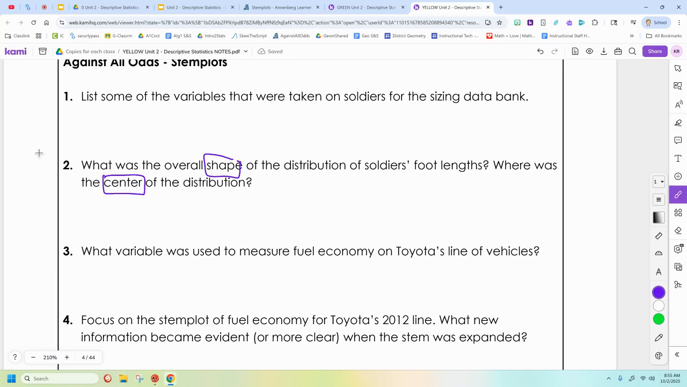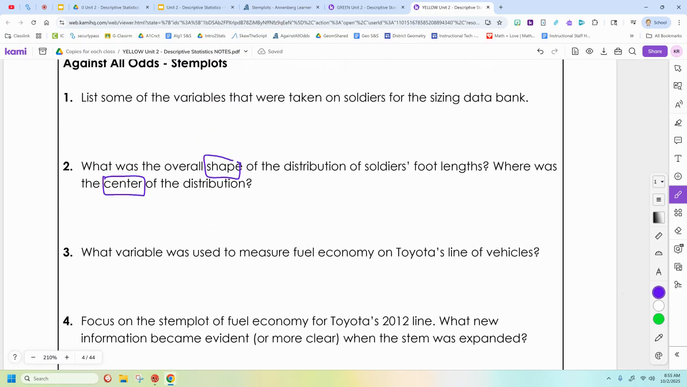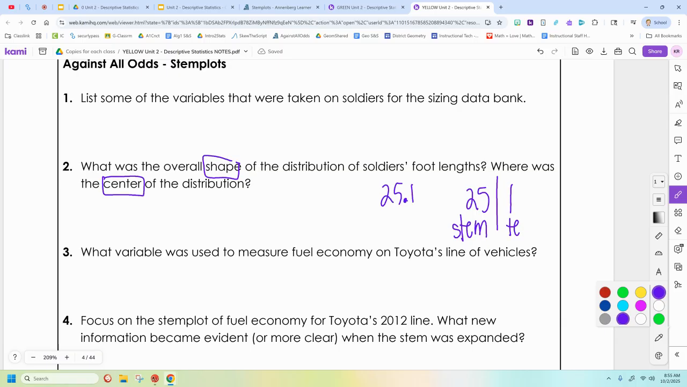The other thing, with the foot lengths, remember that it was 25.1, which turned out to be the stem 25 and the leaf 1. So our stem was our whole number, and the leaf was the tenths place. That's a different thing that we didn't see with the baseball data.